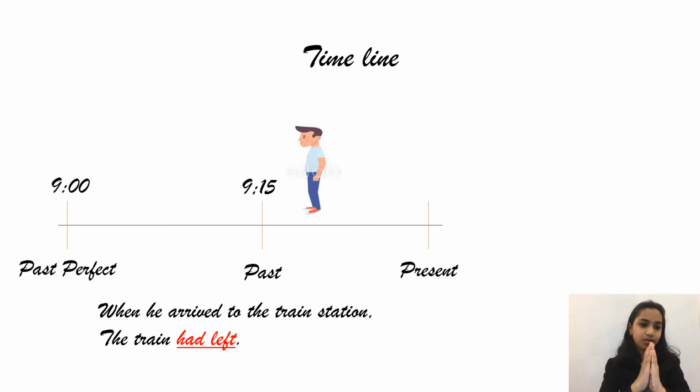No need to go into that deeply. Let's move on. When he arrived at the train station, this is a past simple. How can you tell? Yes, we use arrived, we use ed. So arrived is a past simple. And where is the past perfect here? Yes, the train had left. How come it is a past perfect? Yes, because we added had before the past participle, which is left.